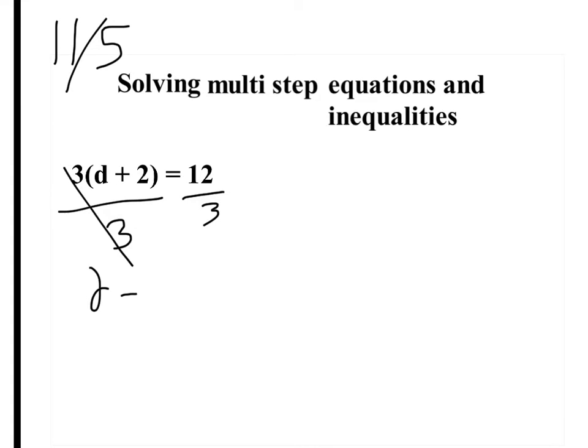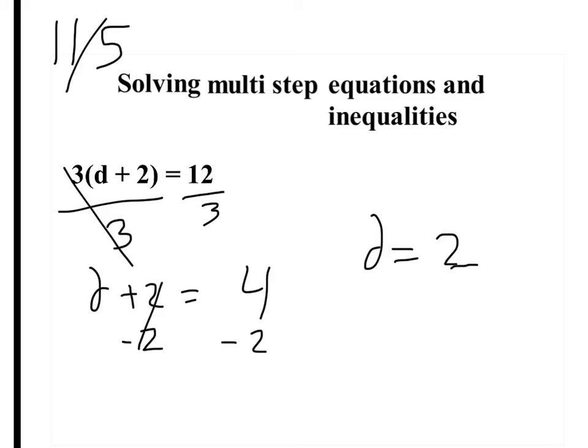So on this side I have d plus 2. On this side I have 12 divided by 3, which is 4. Now do I know how to solve this type of problem? d plus 2 equals 4. I'm adding 2 to d, so I subtract 2 from both sides. d equals 2. Okay, can I check my answer? Yeah, plug 2 in for d. What's 2 plus 2? What's 4 times 3? 12. So d has to be 2.